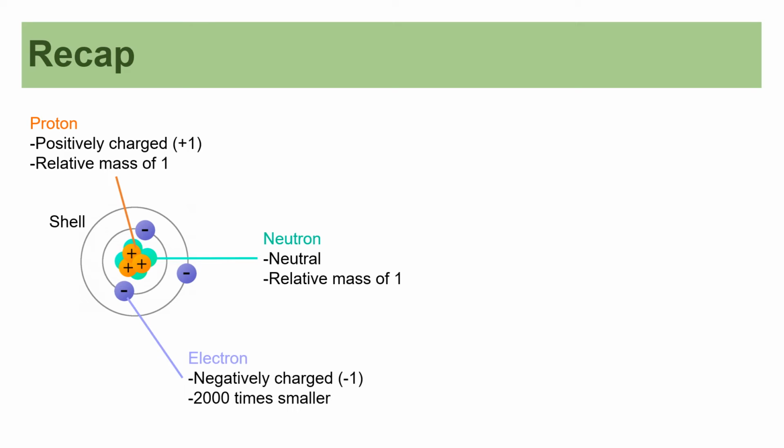Then, orbiting around the nucleus in the shell is the electron. Electron is negatively charged, negative 1, and it is about 2000 times smaller than protons or neutrons.